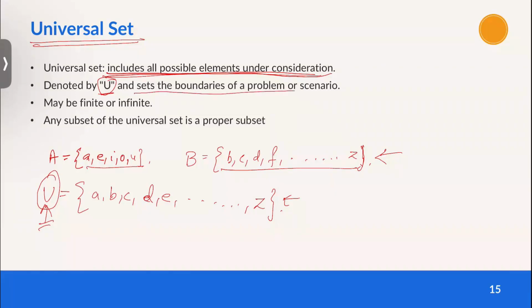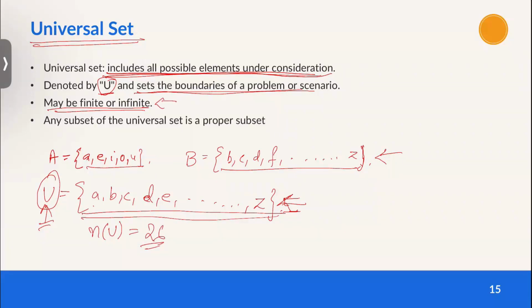Actually, this universal set sets the boundary of the problem or the scenario. All the elements which can be there in the context of a set are included in the universal set. So a universal set can be finite or infinite. In this example, we have seen that the universal set is finite. It has 26 elements, A to Z, right? The number of elements here in the universal set will be 26.